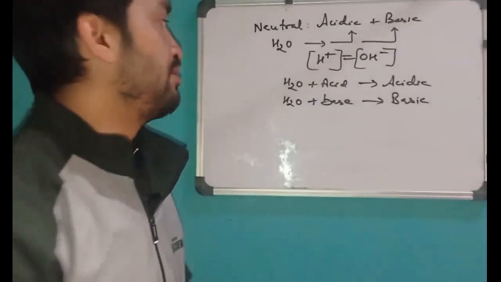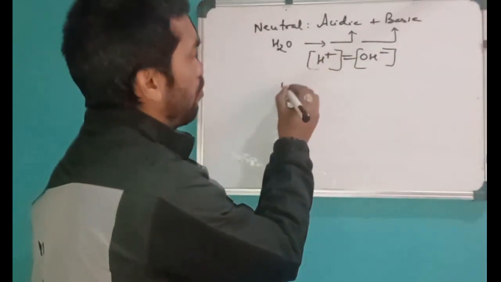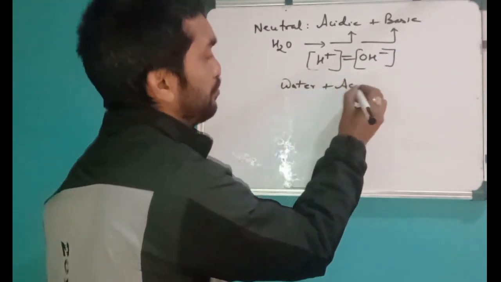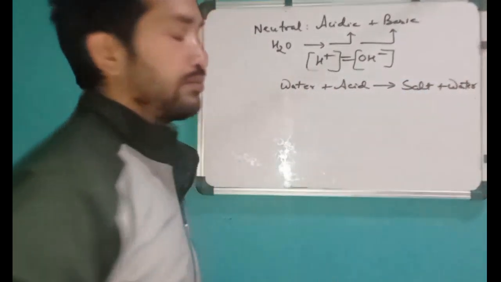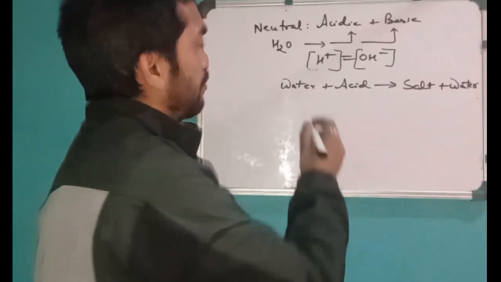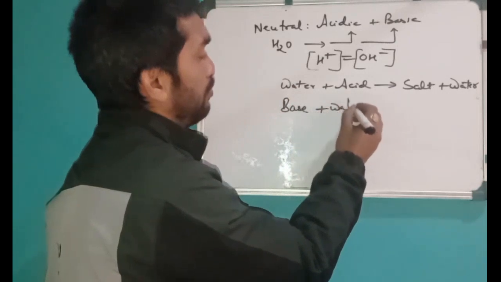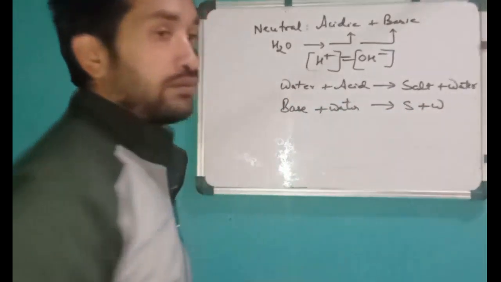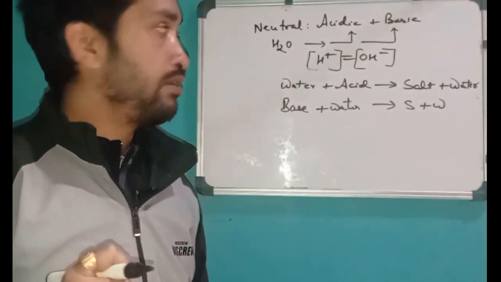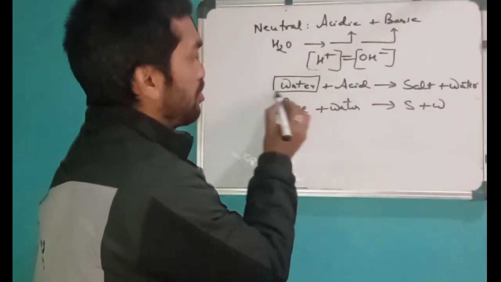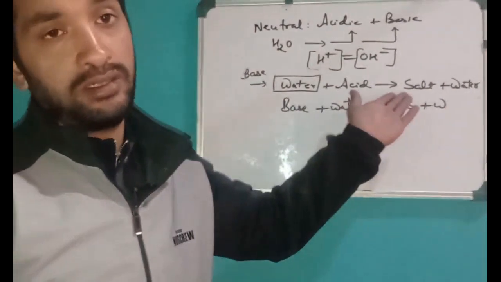A simple way to test how we can prove that water is acidic in nature: whenever water is made to react with any acid, it will give out salt plus water. And next, base plus water, again it gives salt plus water. So this is a neutralization reaction. This water is different from this water. Here this water is behaving like a base. How do we know it is behaving like a base? Because this is a neutralization reaction.